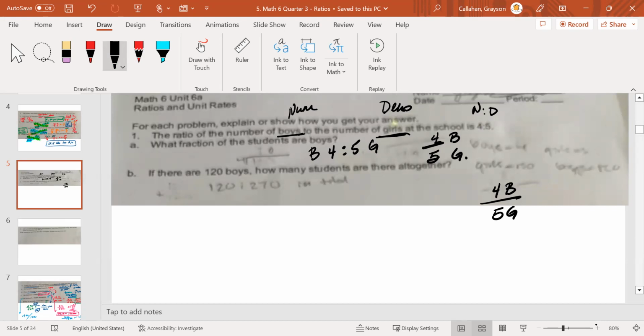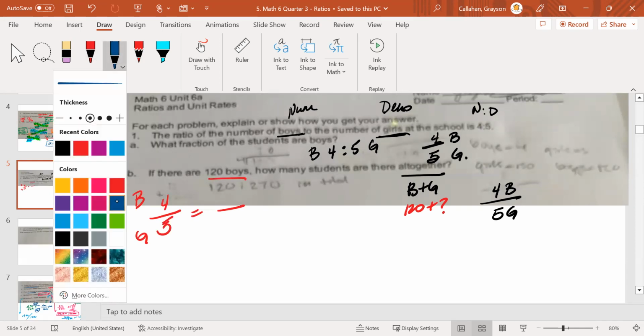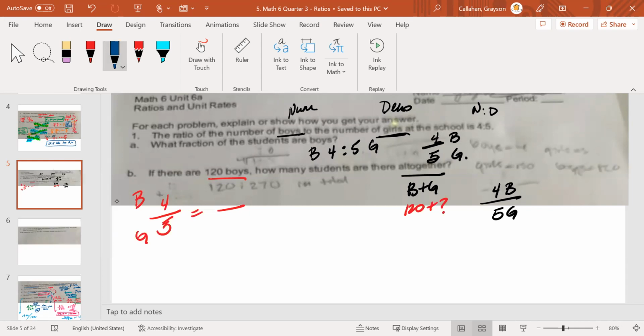If there are 120 boys, how many students are there altogether? Altogether means boys plus girls. Do you understand? You know there are 120 boys, but do we know the number of girls? We don't, but we have a fraction. 4 over 5, boys to girls, equals. Where do I put 120 here? Numerator or denominator? Yeah, because boys are on top, right? Girls is going to be x. So then you cross multiply.